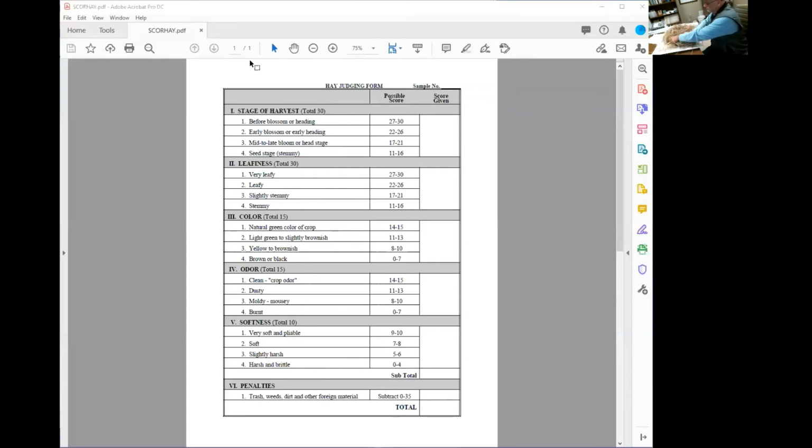And then the softness, it's relatively soft. I'd probably call this one a 7 on that low side of soft.